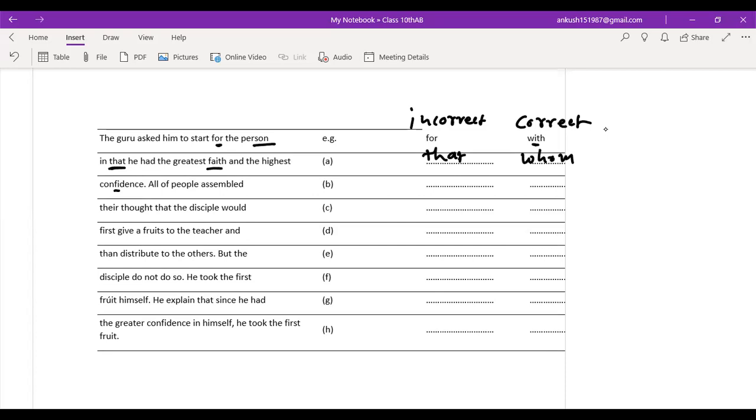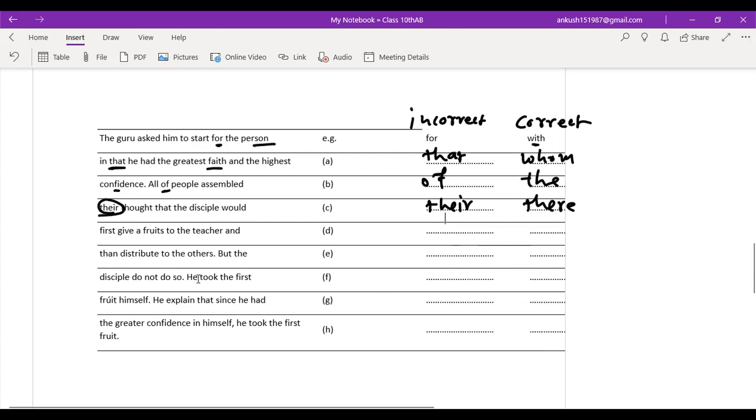All of people assembled. What is written? What is wrong here? Of is wrong here. How? All the people, we say always. What do we say? All the people assembled. Their thought. See, it is an openly incorrect word written there. Which should be used over there? Were.